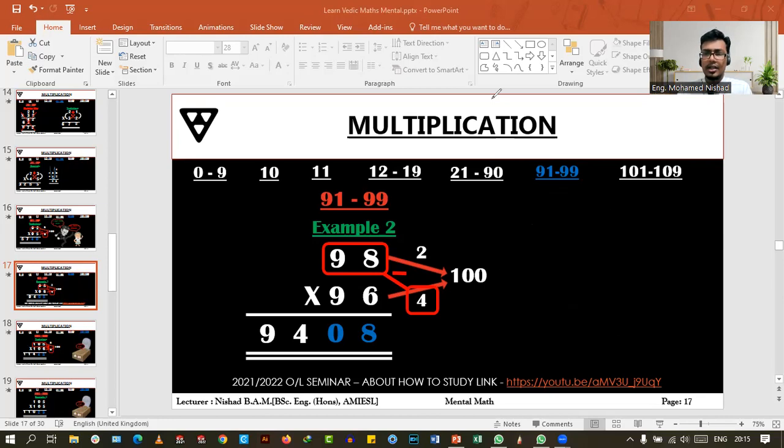And can you provide me the answer for the square of 98? What is 98 times 98? Can you say the answer directly to me? No writing and all the other things. What is the answer? 9,000? 9,000 how much? 9,604. Yeah, 604. That's the answer.